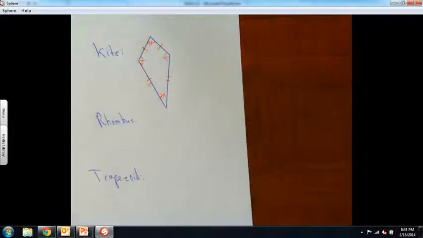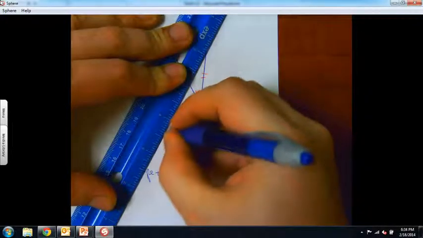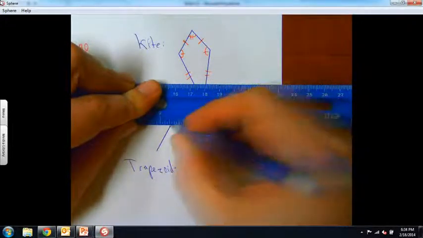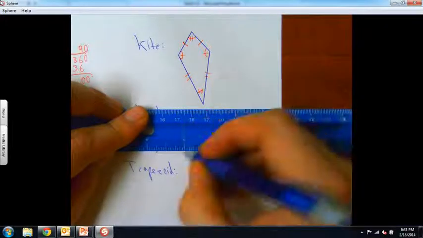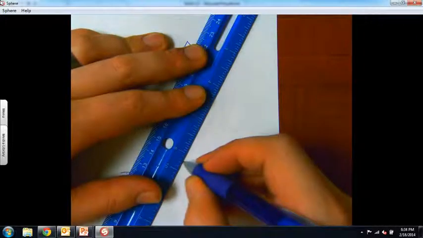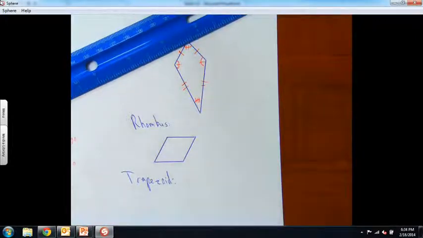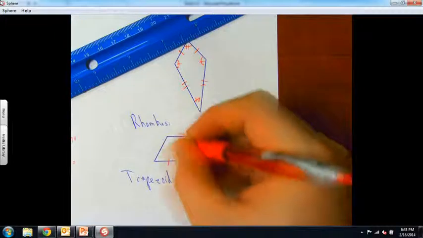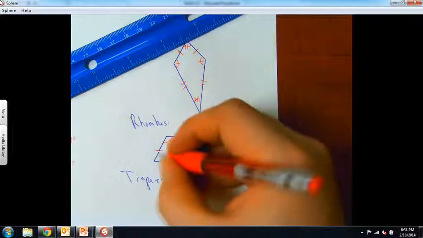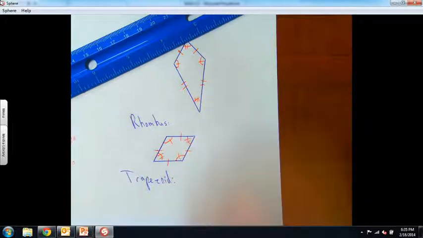Now, a rhombus. A rhombus is much like a square that's been skewed and tilted. The rhombus, or rhombi, have 4 equal sides, but not 4 equal angles. So we have 1, 2, 3, 4 equal sides. We have those equal angles, and then those equal angles.